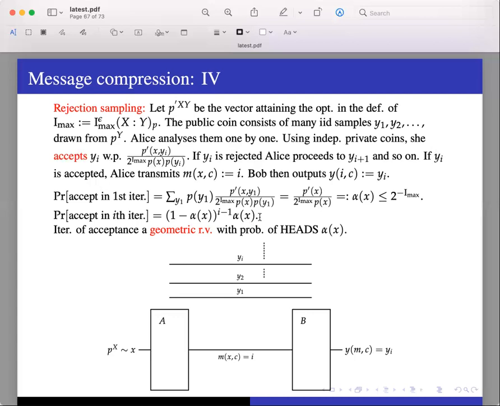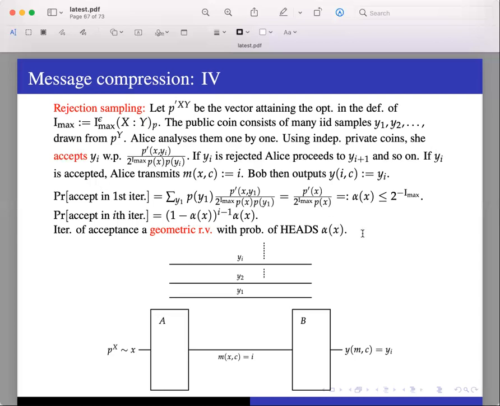So you can see the iteration number of acceptance is a geometric random variable with probability of heads being alpha x. So a geometric random variable is: I toss a coin, the probability of heads is alpha x. Remember, I'm working with a fixed x out here. So the probability of heads is this alpha x, and I keep tossing till I get a head. So that's the geometric random variable.